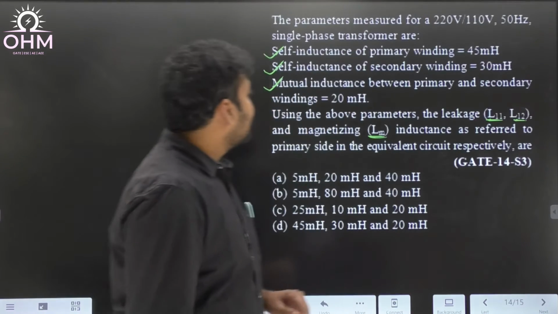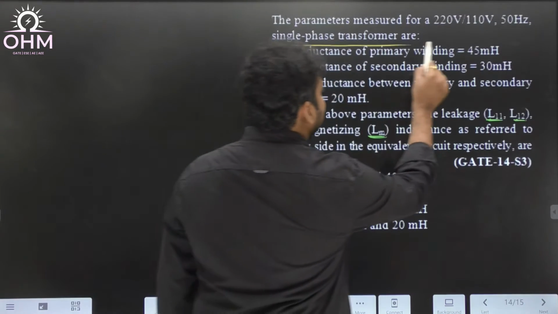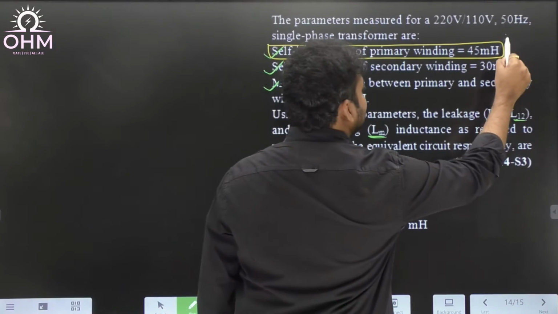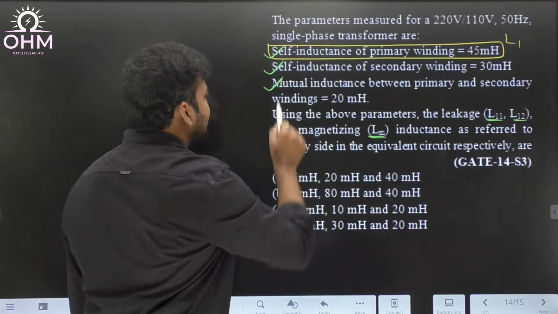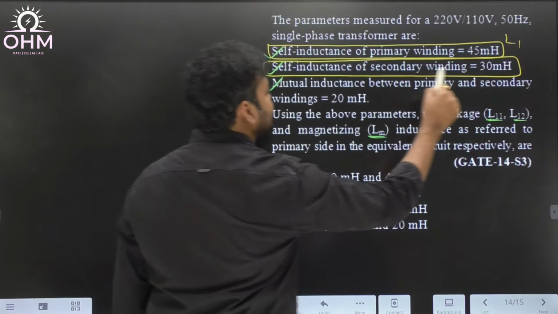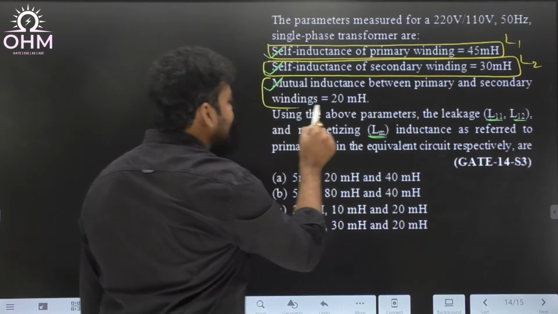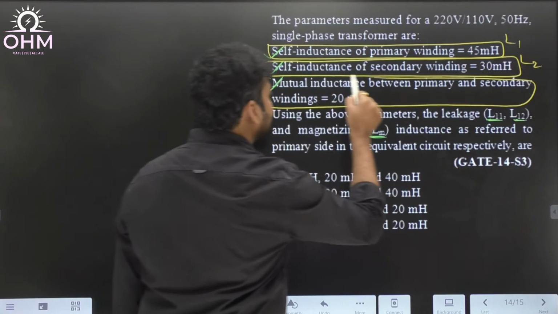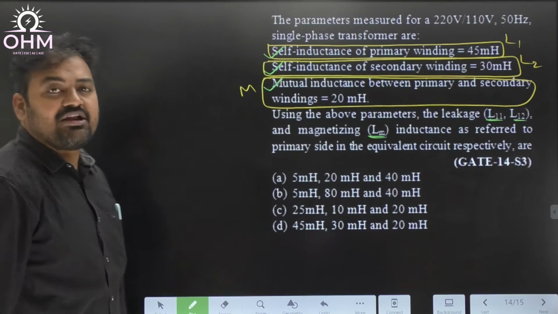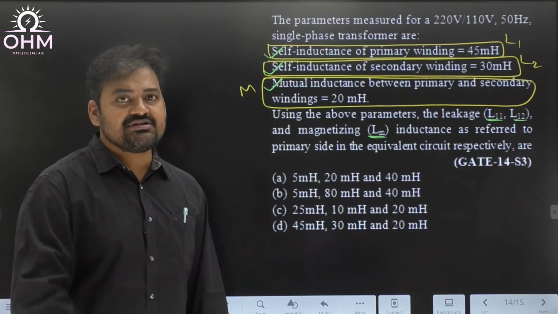So, what are the L1 and L2 values given for us already? See, the self-inductance of the primary is already given. This is nothing but the L1 value, primary inductance L1. The self-inductance of the secondary was also given. This is nothing but L2, total secondary inductance L2. And along with that, we have a mutual inductance between primary and secondary, that is M. Using these 3 values, we have to find out the leakage inductances as well as the magnetizing inductance.